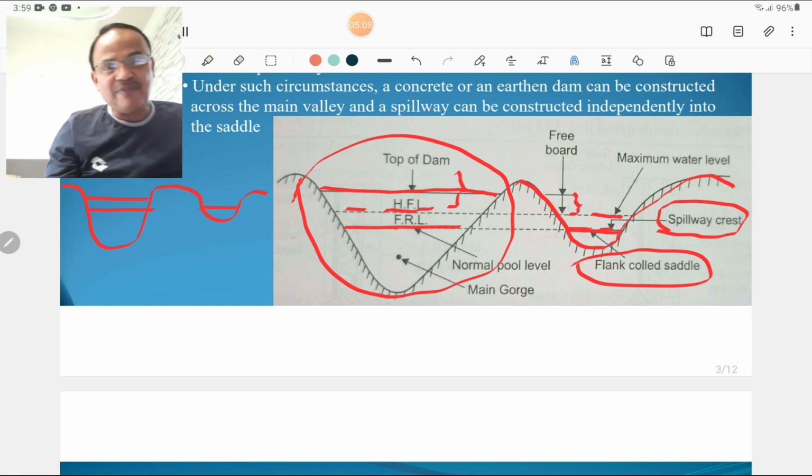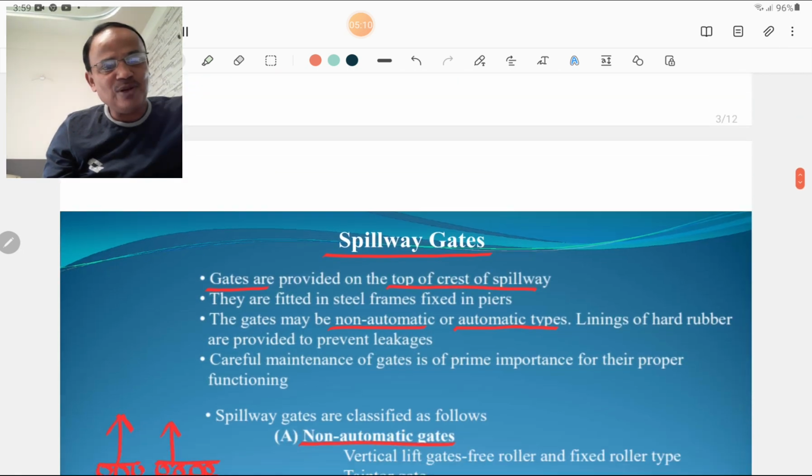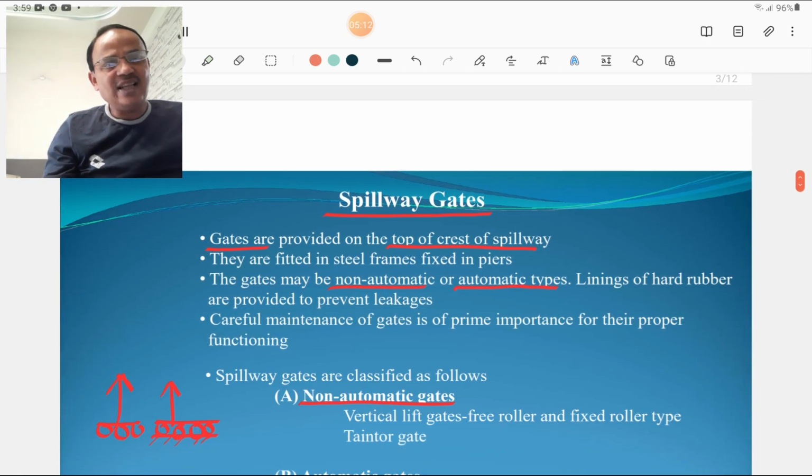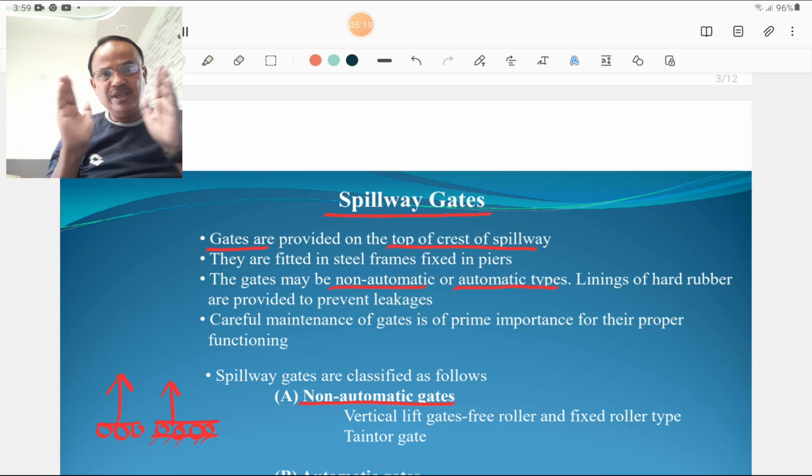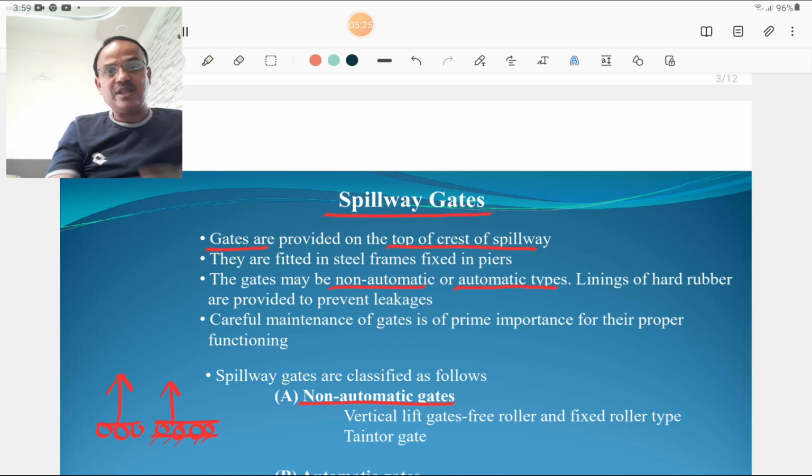So the level of FRL is the spillway crest level, and the gates are fitted in steel frames fixed in piers. Means at that crest level the piers are constructed, and in those constructed piers there is a steel frame for the construction of gates. The gates may be of non-automatic type or automatic type.